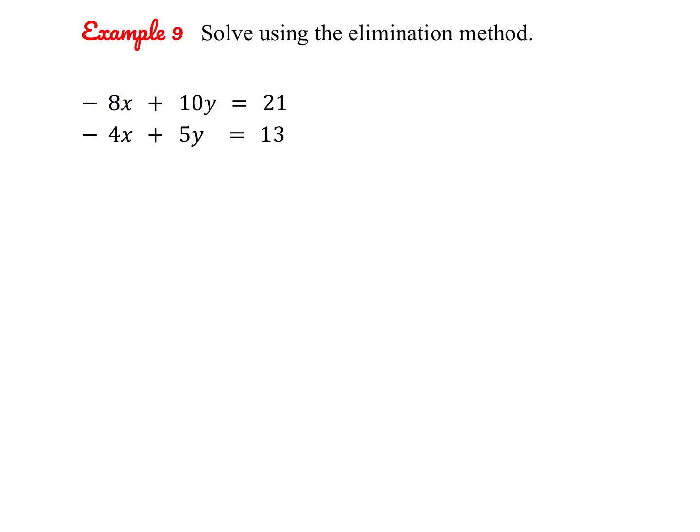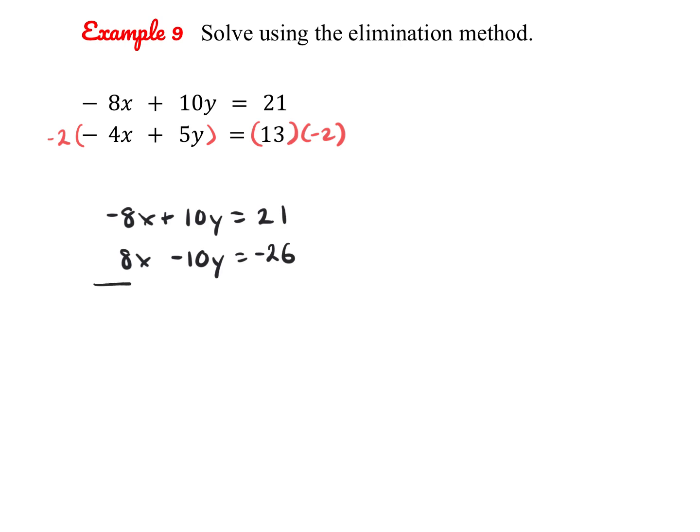So if this is negative 8x, I'd like this to be positive 8x. So I'm going to multiply this by negative 2 on both sides. I'm going to rewrite my top equation. And that gives me positive 8x minus 10y equals negative 26. So when I add vertically, on the left side of my equation, I end up with 0. But on the right side, I end up with negative 5.